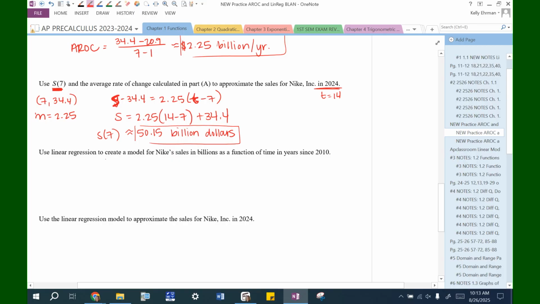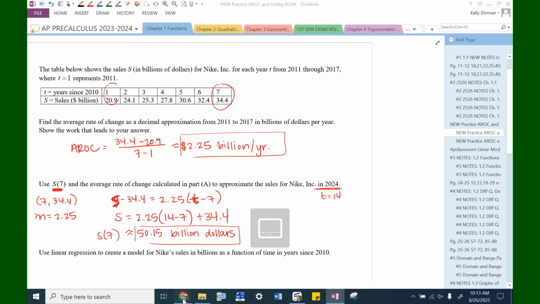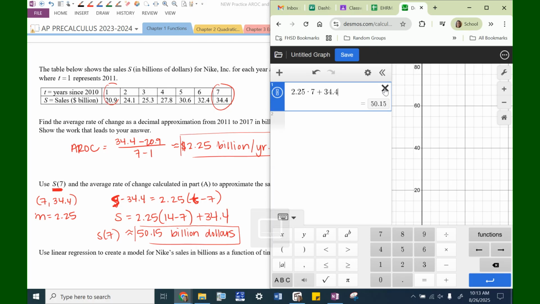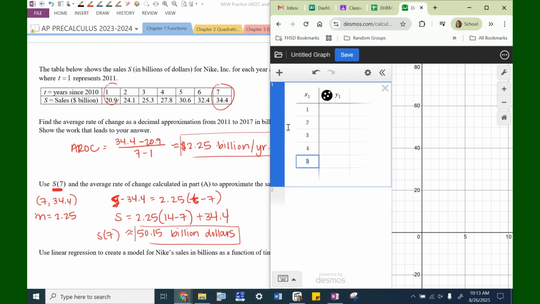Use a linear regression to create a model for Nike sales as a function of time in years since 2010. So we are going to enter this table into Desmos. So again, to add a table, you go to plus, table, start typing stuff in. So this is 1, 2, 3, 4, 5, 6, 7. I like when it starts guessing my pattern for me. Carefully type this data in: 20.9, 24.1, 25.3, 27.8, 30.6, 32.4, 34.4. If the window isn't already fit to that, you can hit zoom fit.